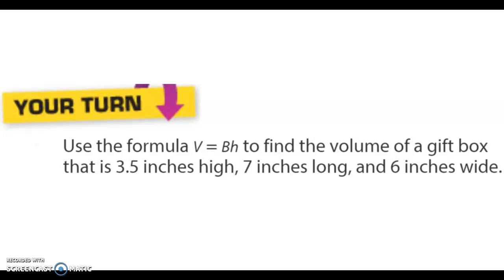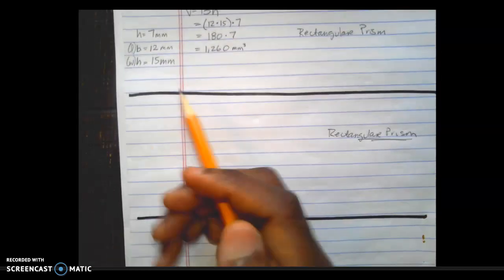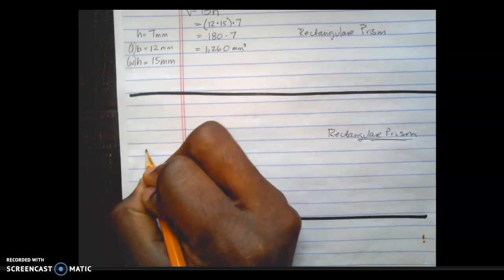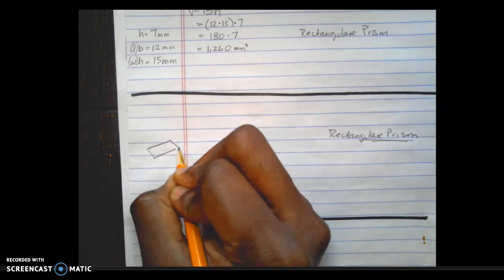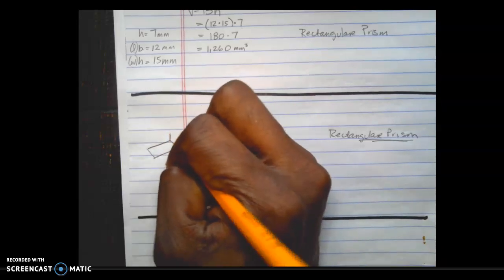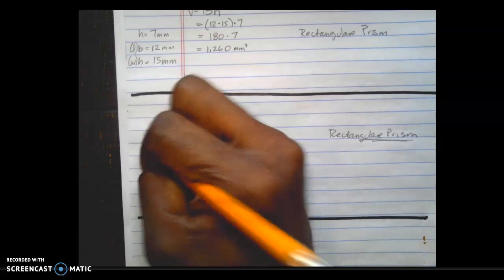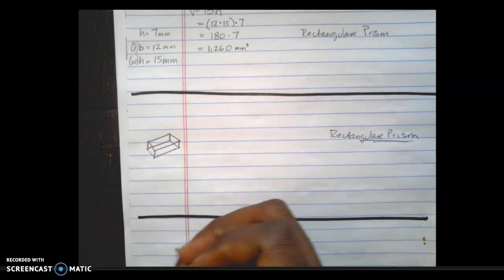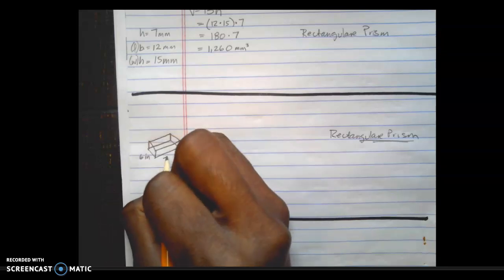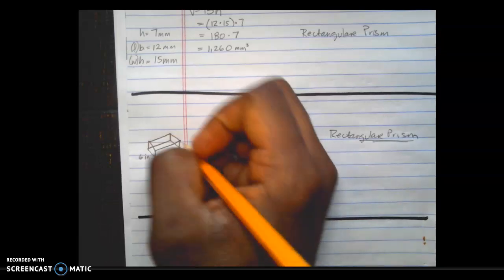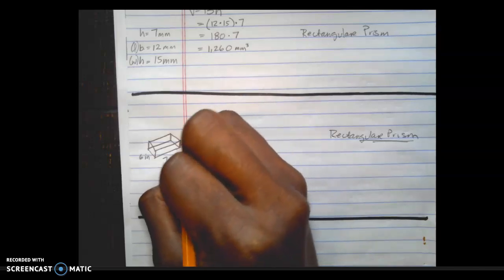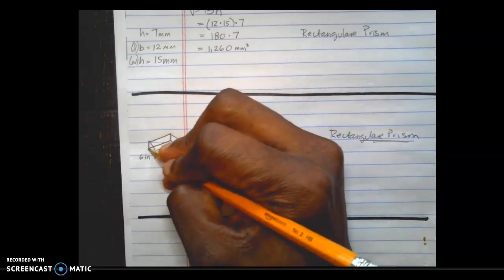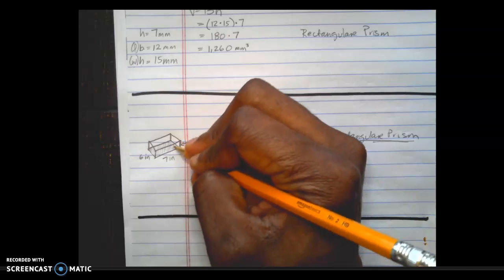So I'm going to switch over to my drawings page again. What I'm going to do is I'm going to go ahead and draw myself a picture. Okay, so never proclaim to be an artist, but I'm going to do my best job. Okay, looks like this is coming out okay so far. That looks like a gift box to me. Okay, not perfect, but it will do. Okay, 6 inches, 7 inches, and then I know that this dimension here, the height of the box was 3.5 inches. Okay, now I'm going to color in where my base was.